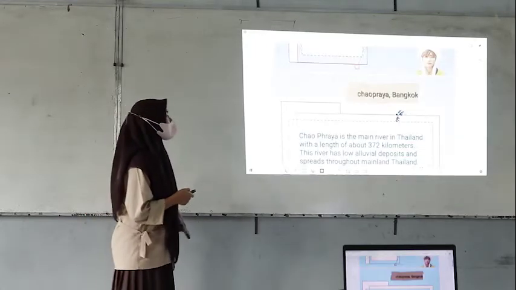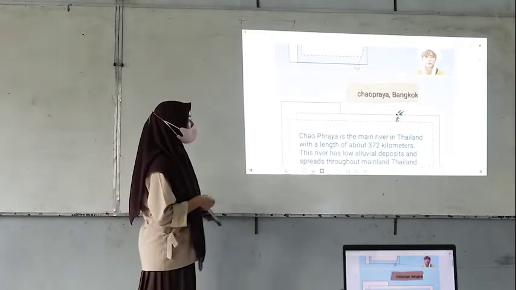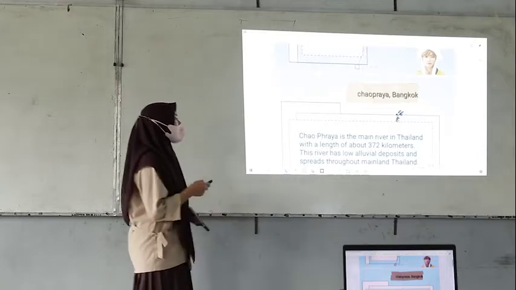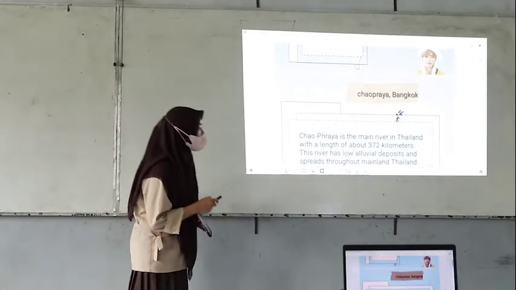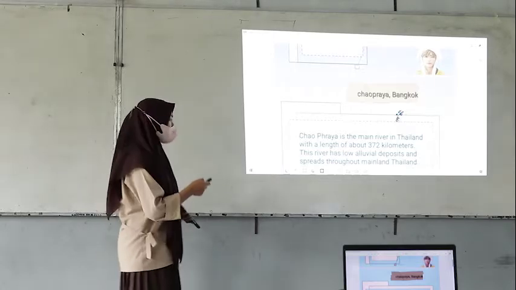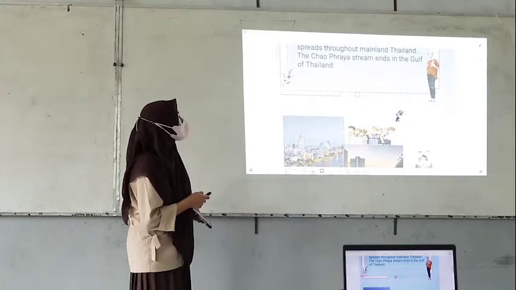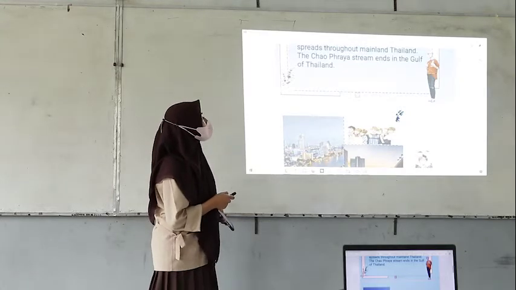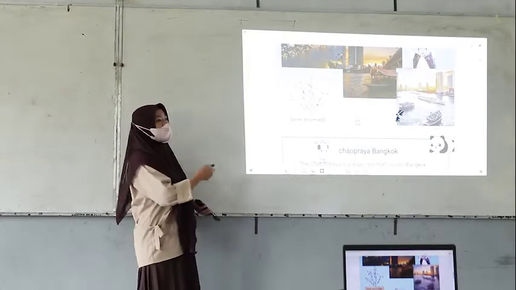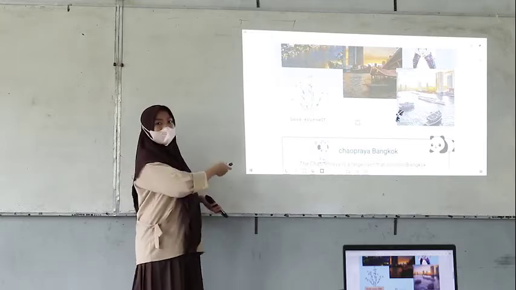Chau Phraya in Bangkok is the main river in Thailand with a length of about 372 kilometers. This river has alluvial deposits and spread throughout mainland Thailand. This is a picture about Chau Phraya in Bangkok.